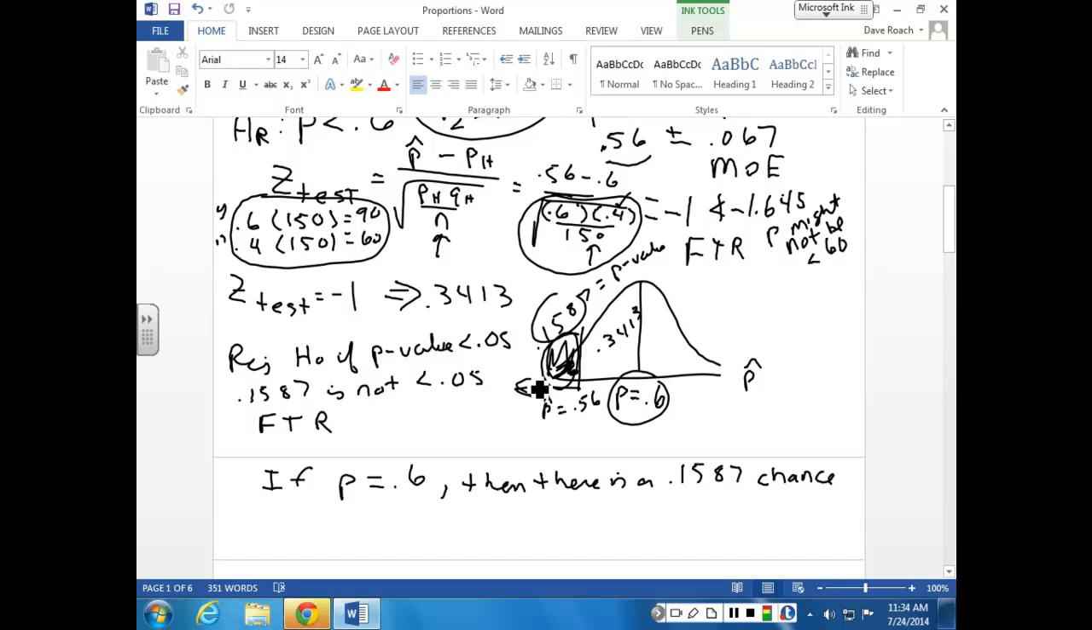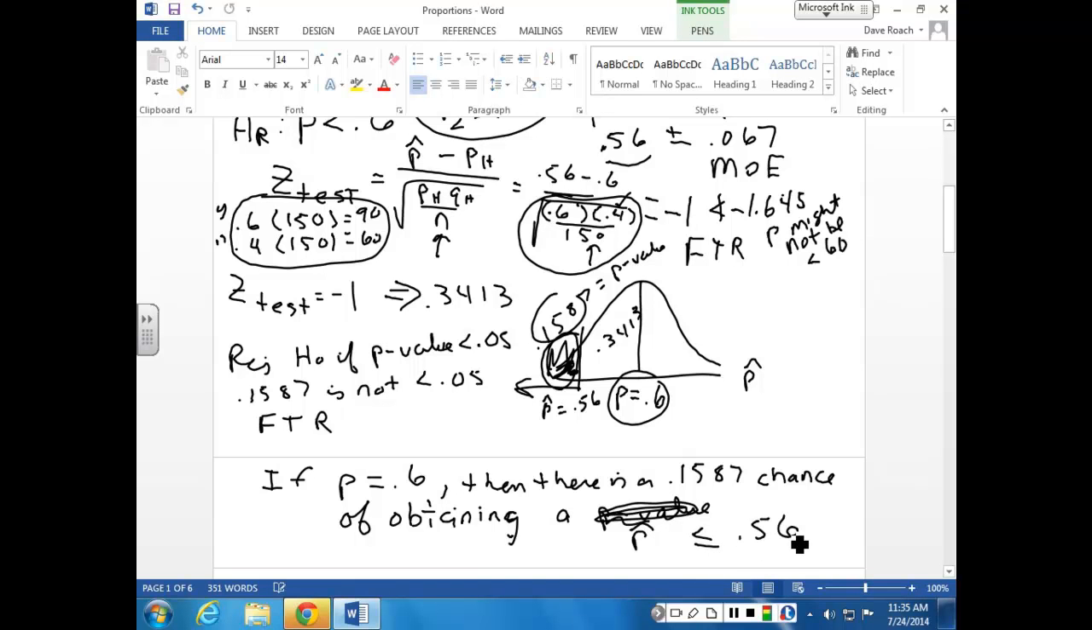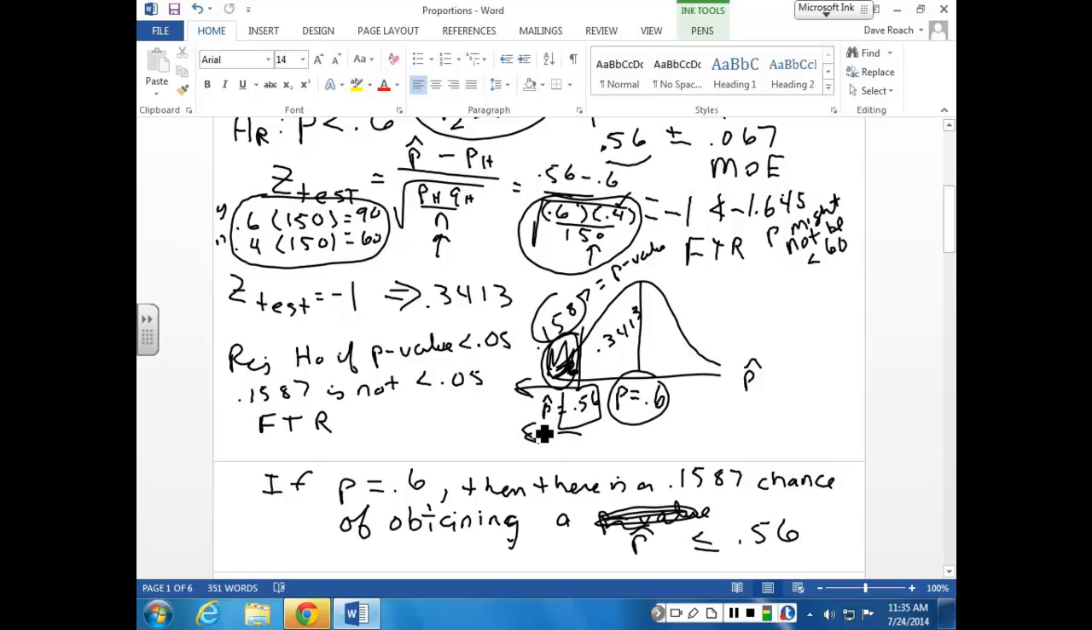We're saying if this is true, there's this chance of being from here down. So there's a 0.1587, or 15.87%, think of it that way, chance of obtaining a p-value. I'm sorry, down here at the bottom, a p-hat less than or equal to 0.56. And that's the statistic that we observed, and we're looking from there down, since it's a one-tailed lower test.